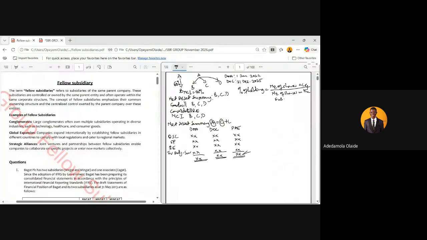The next thing is in calculating the net asset summary. I've said that the net asset summary is basically calculated for us to determine the post acquisition earnings of the subsidiary. Why do we need to calculate post acquisition earnings of the subsidiary? It is because the parent will only enjoy the post acquisition earnings of the subsidiary.